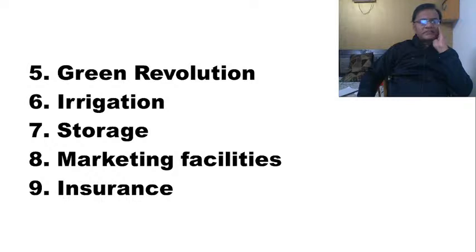Greed, the green revolution. Initially, this green revolution led to an increase in output, thanks to the use of high yielding varieties of seeds, irrigated land, machinery, pesticides, and better storage and marketing facilities. Everything was good. But after some point of time, what happened?